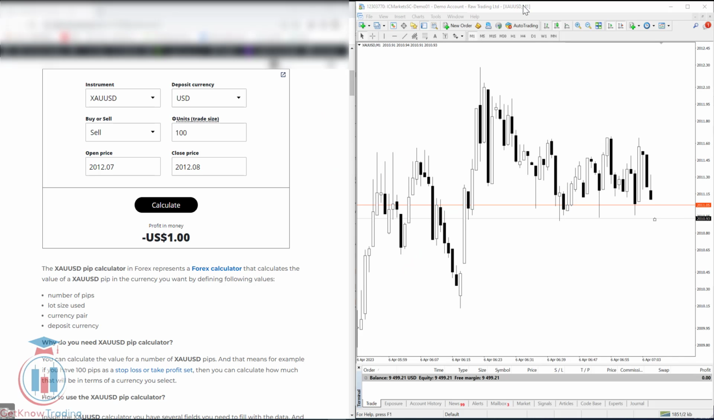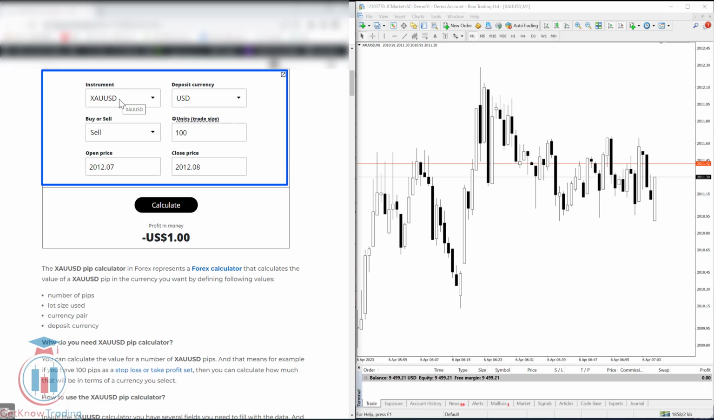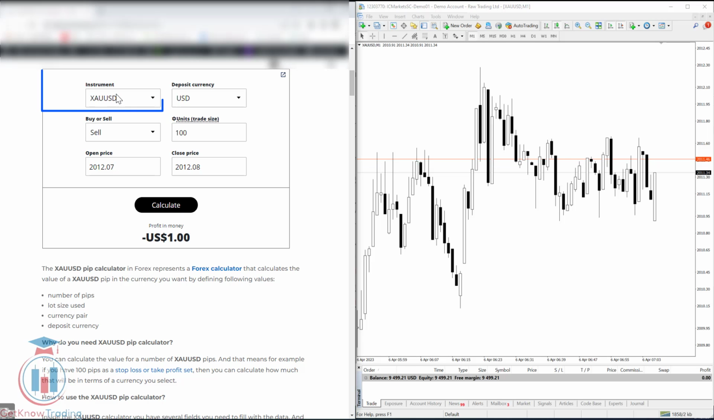In case of the Gold Pip Calculator, there is one special thing that you need to pay attention to. First of all, go to Get No Trading and open the Gold Pip Calculator, where you will see these fields which need to be populated.